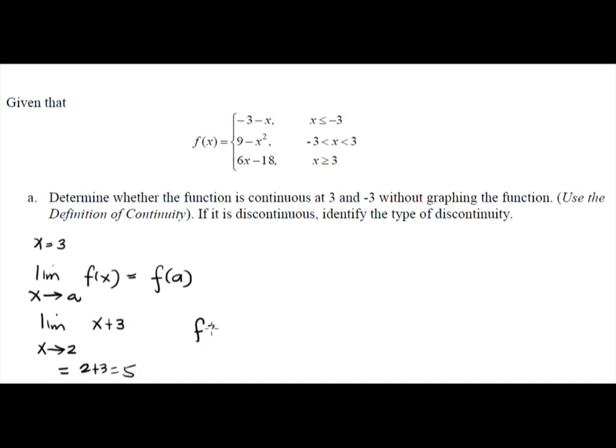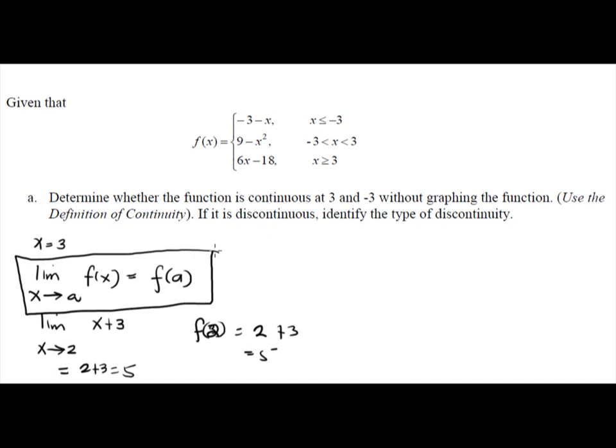Now f of 2 is equal to, you substitute the 2 for x, and then you get 2 plus 3, which is equal to 5. So the limit of the function as x approaches 2 is 5, and f of 2 is 5. They're the same, so that means it is continuous at x equals 2. So the key idea is you have to check whether this is true. If this is true, then you can say it's continuous.